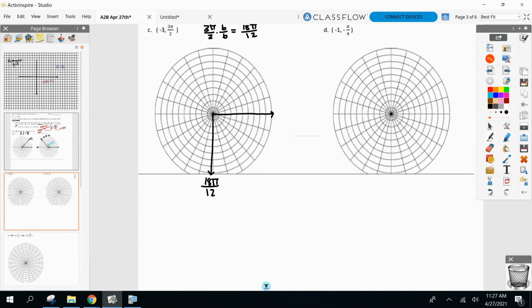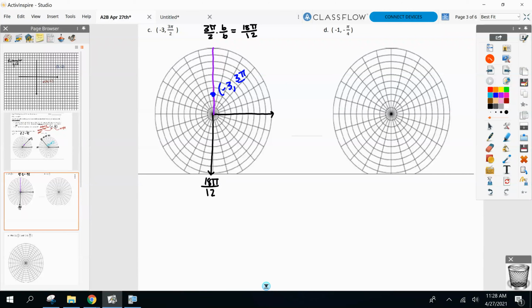And now you're doing an R value of -3. Ready? -3. If the R value is negative, I will not graph on where 18 pi over 12 is. What I'll actually do is go opposite, 180 degrees opposite, and graph 3. All right, so I won't graph here. What I'll do instead is go 180 degrees, so directly opposite that angle, and graph 3 on there.